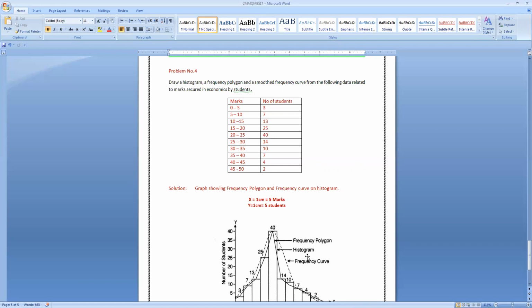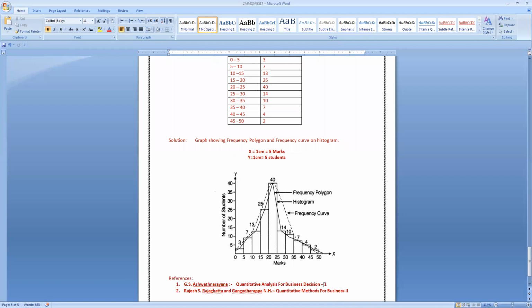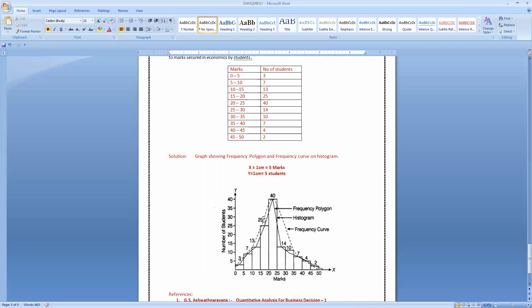In the next column, they have shown the frequencies 3, 7, 13, 25, 40, 14, 10, 7, 4, and 2. So this is the graph where we are going to draw. We have to show both the polygon as well as the frequency curve. Here on the x-axis we are going to show the marks. So 1 centimeter represents 5 marks. Then on the y-axis, 1 centimeter is 5 students, or we can go for 10 students also. If we require, the difference can be 10 or 5, whichever is comfortable to you.